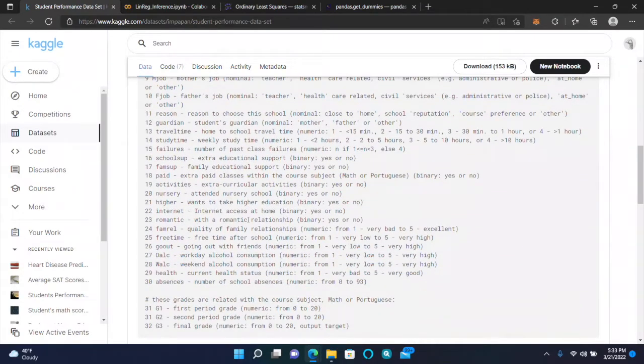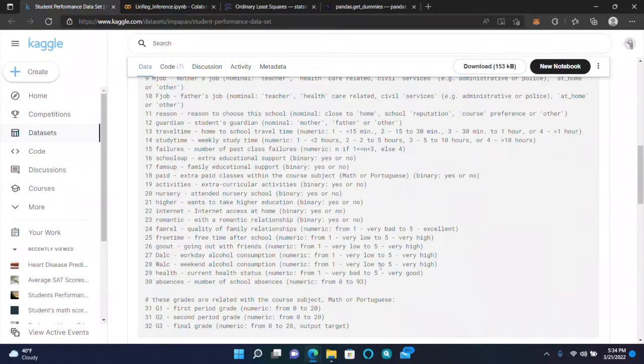The reason they chose their school, whether they live with their mother or father or other, how far from the school they live, how much they study during the week, how many classes they failed, whether they get extra educational support at school, family educational support, extra paid classes like tutoring or something like that, I would assume, whether they take part in extracurricular activities, attended nursery school, which I'm thinking is like preschool, whether they plan to go to college, whether or not they have internet at home, if they're in a romantic relationship, how is their family life, how much free time do they have, do they go out with friends, how much do they drink on the weekdays, how much do they drink on the weekends, how healthy are they, and how many times have they missed school so far.